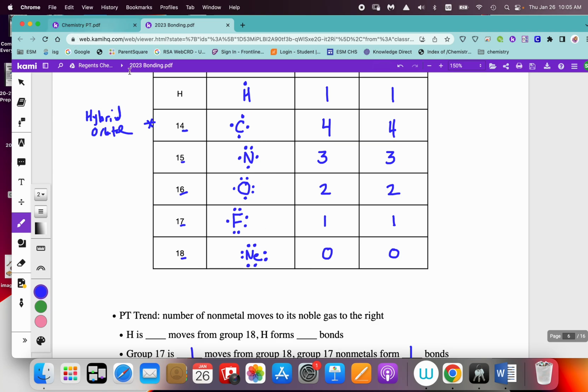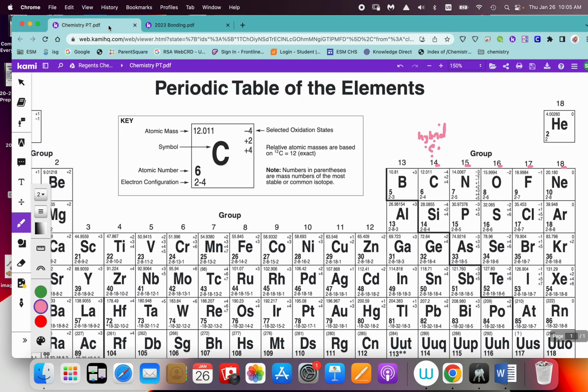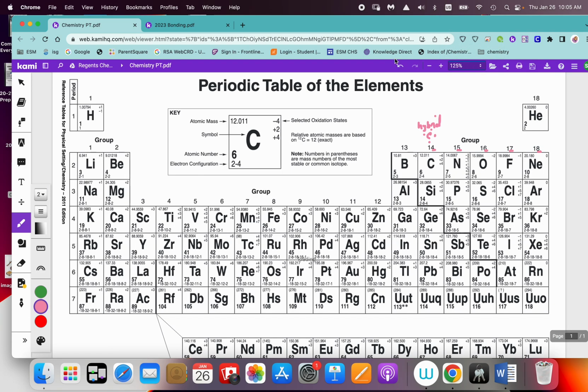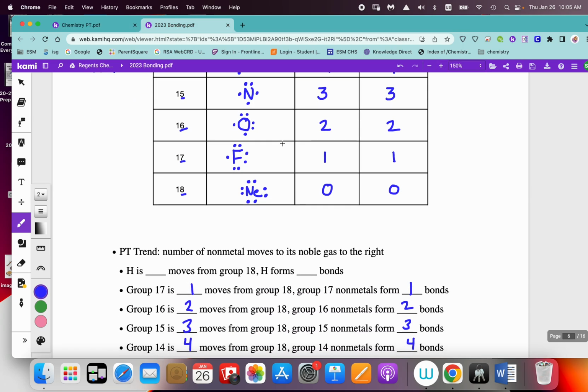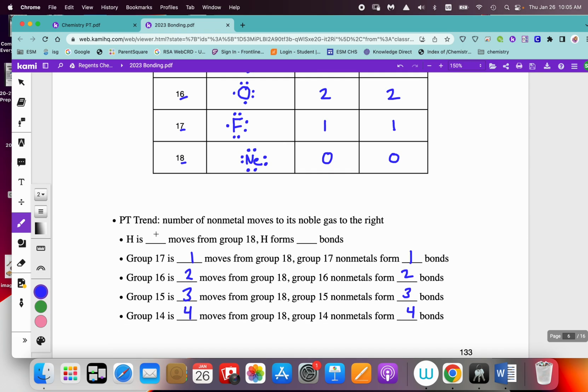Now, hydrogen, because of the way our periodic table is printed, people get a little bit nervous with this idea. But hydrogen is element 1. Helium is a noble gas, element 2. So hydrogen is 1 move from helium, even though it's printed in a weird way on our periodic table. So hydrogen is 1 move from helium, the group 18 noble gas it wants to be like. So it can only form one bond.